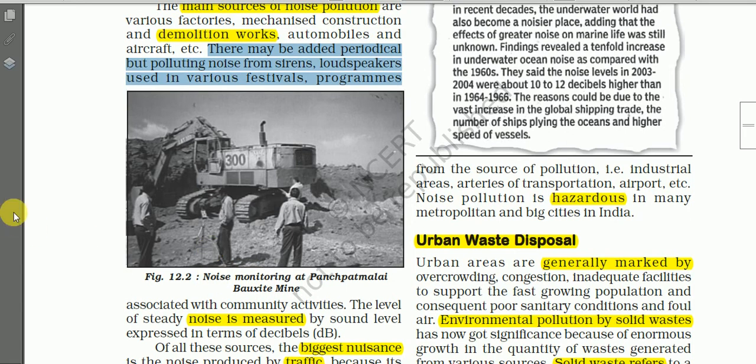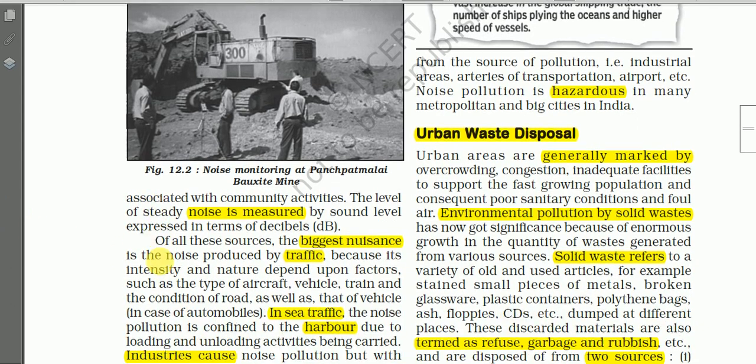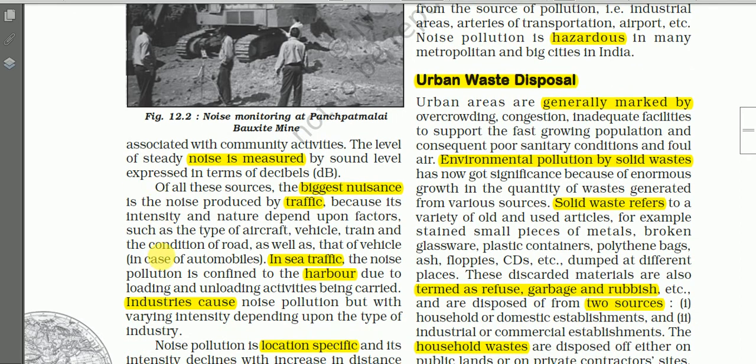So in addition to factories, mechanized construction, demolition work, automobiles, and aircrafts, other sources are sirens from ambulances and fire brigades and others. Then loudspeakers used in various festivals and functions, in various community activities. These are important sources of noise pollution.